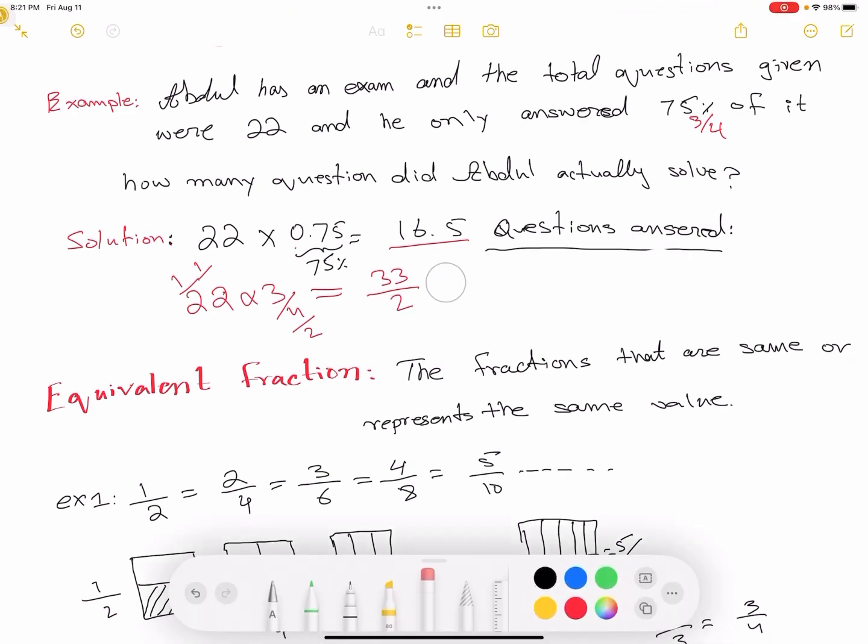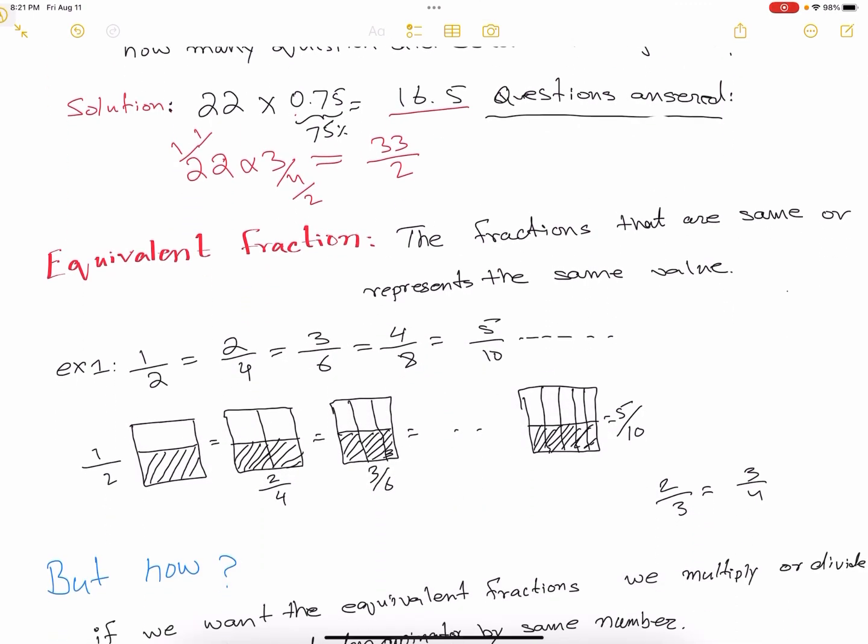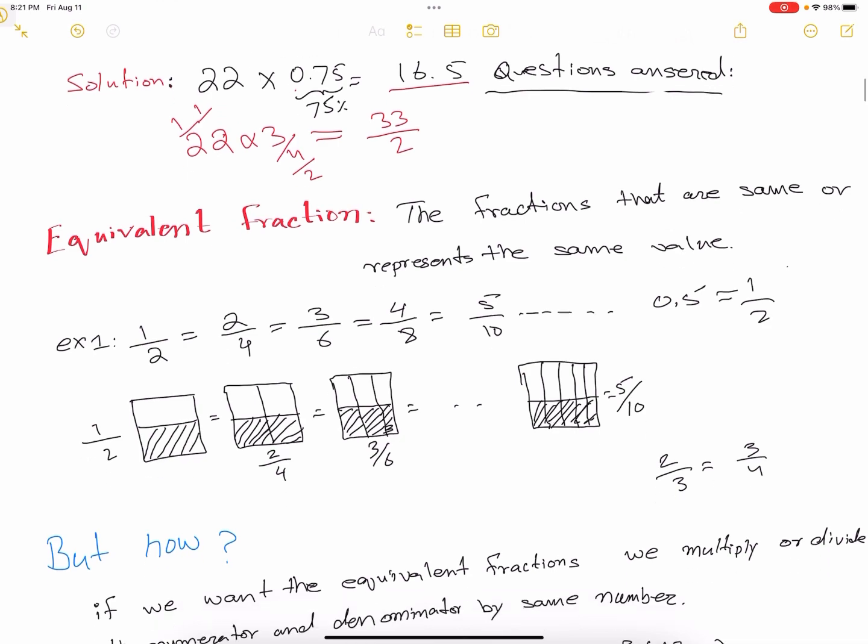Okay, so if we keep moving on and we talk about equivalent fractions, the equivalent fractions, as from the name, we can say that they are the same or represent the same value. So, for example, half, 2 over 4, 3 over 6, 4 over 8, and 5 over 10. They are all equal to 0.5 or half. It's a different way of representing it. So that's how we call it equivalent.